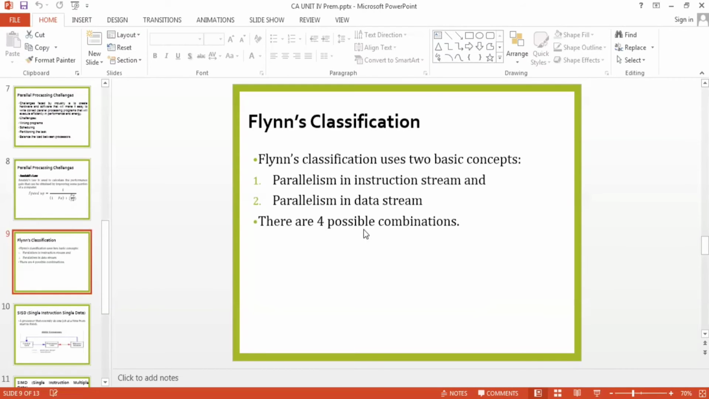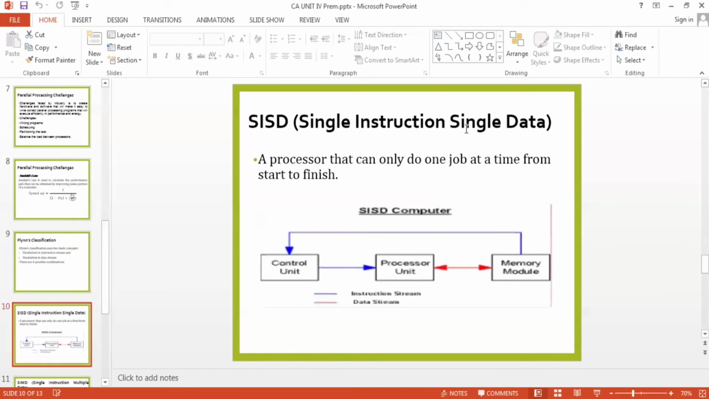So Flynn classification. To improve the challenges in parallel processing, we can use two basic steps: parallelism in the instruction stream and parallelism in the data stream, instead of task, thread, and all those things. After these challenges, we can identify the Flynn classification using only two types of parallelism representation. One is instruction level, another one is data level. In this, we have four possible combinations. What are these? We can see single instruction, single data.